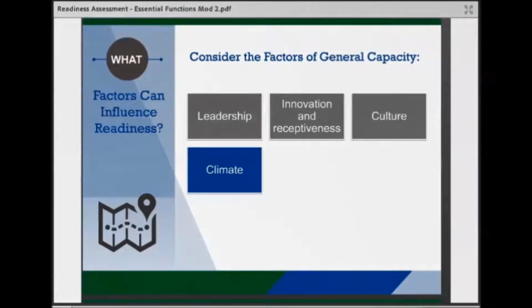Climate. How does staff feel about their work? Does the work environment support staff well-being? Climates that engage staff in perceived meaningful work with support from management and peers are more accepting of change.